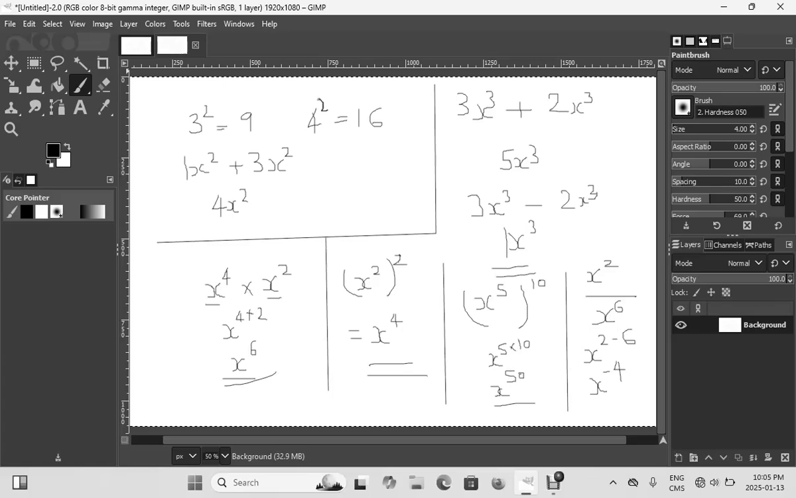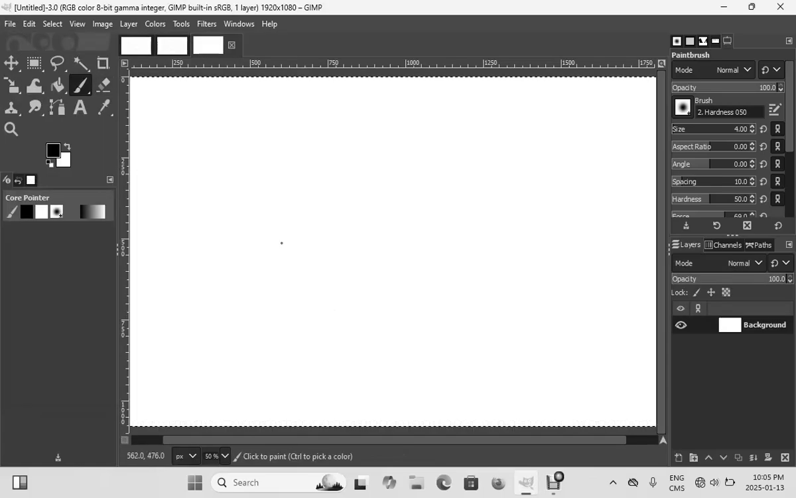Let's take another example. Let's say this is x raised to 6, all raised to 2. So basically, we're multiplying x by itself 6 times, and then you raise it to the power of 2. Which means this will be 6 times 2, or 12, or x raised to 12 altogether.